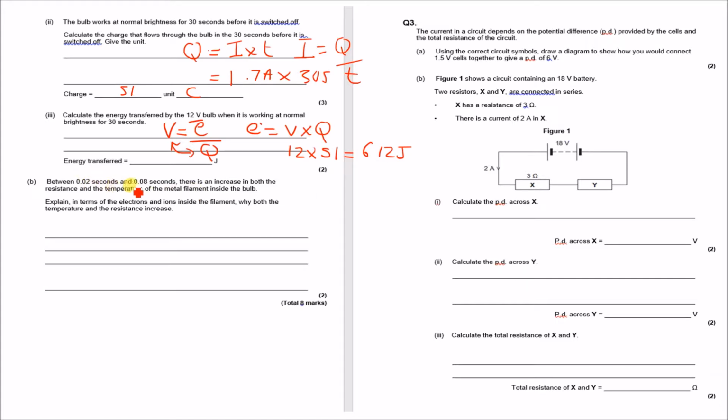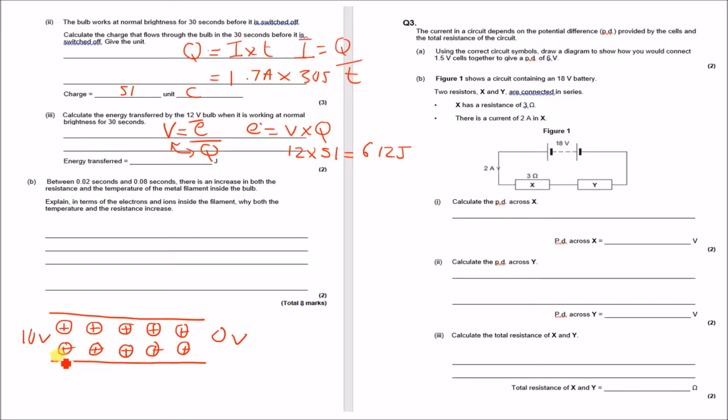Right, between 0.02 seconds and 0.08 seconds, there is an increase in both the resistance and the temperature of the filament inside the bulb. Now remember, in terms of resistance, with our wire, we have a metal ion lattice that looks like this, and these metal ions have free delocalized electrons moving around the wire, and when we put a voltage across here, say a potential difference of 10 volts, that causes the electrons to flow in one direction, rather than randomly moving around the wire.